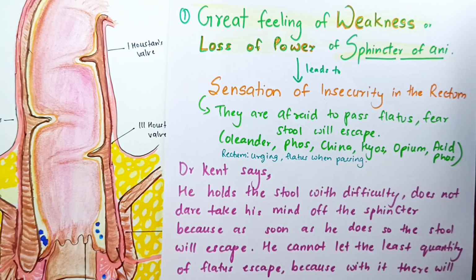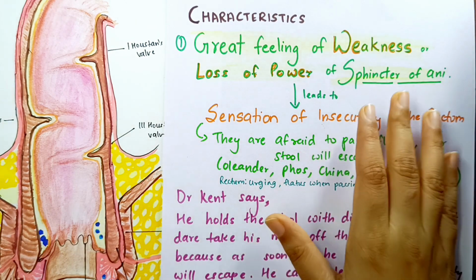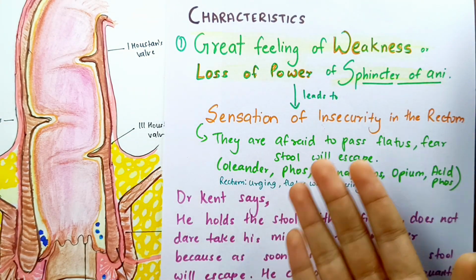So that's about the first characteristic symptom we find in Aloe, which is the great feeling of weakness and loss of power of sphincter ani. Let's go to the second characteristic symptom.